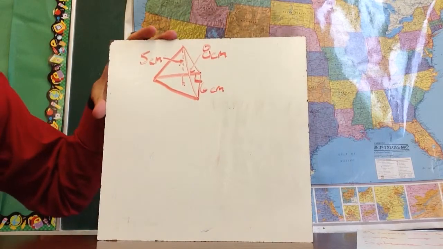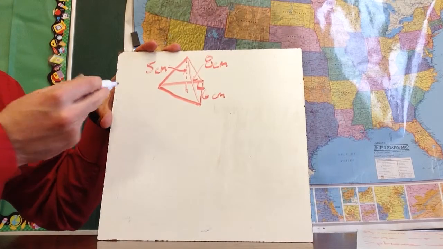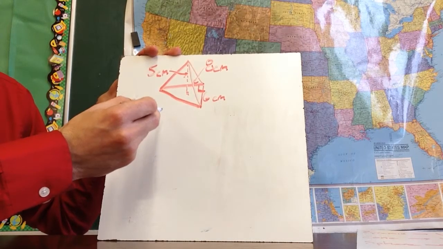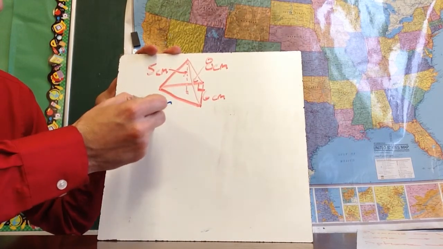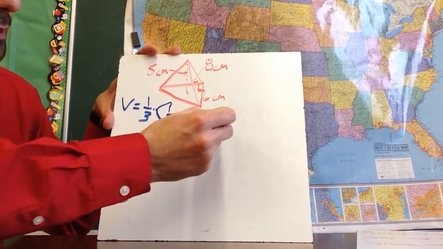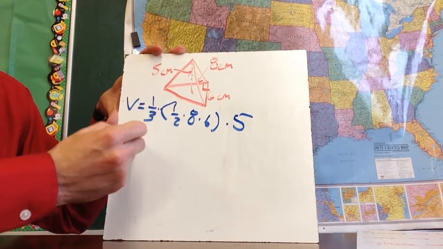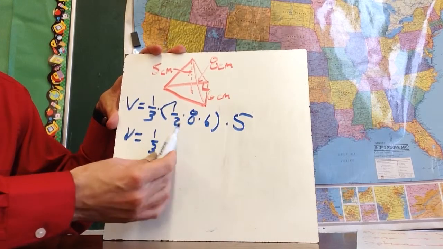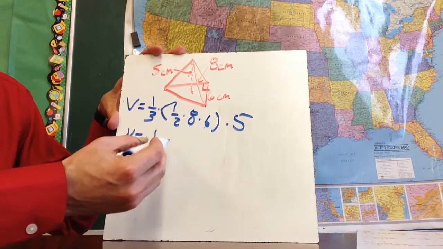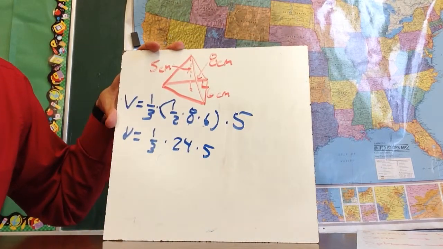If you look at this particular pyramid, which is a triangular pyramid, you've got a right triangle as your base. So my volume equals 1/3 times the area of the base, and my base is a triangle, so that's going to be times 1/2 times 8 times 6, times the height of the pyramid, which is 5. So my volume is going to be 1/3, and you could look at this as 1/2 of 8 is 4, times 6 is 24, or 48, half of 48 is 24, but either way I should get to 24, and then times 5.